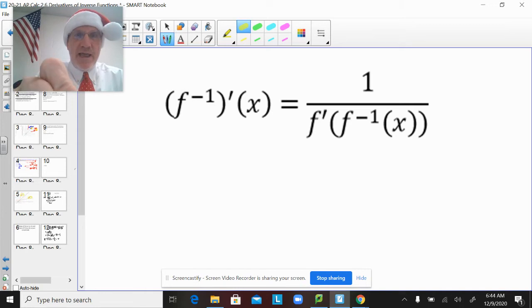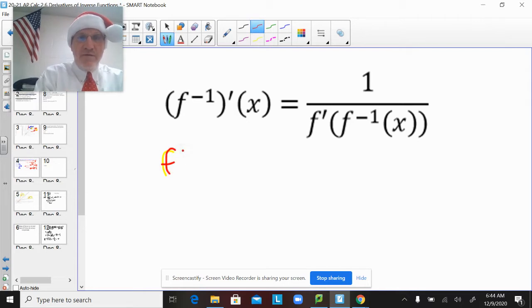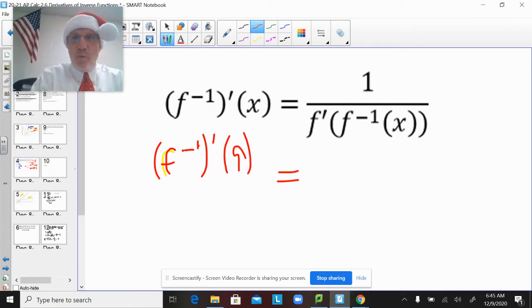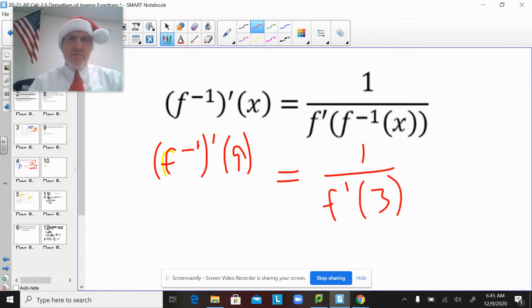So really, this is saying, if I want f inverse prime of 9 of the function we just did, that'll be 1 over f prime of 3. That's what we just did. We found the slope of the original function at 3, which turned out to be 6. We just took the reciprocal of it to get our derivative of the inverse at 9. So that's kind of what we did.